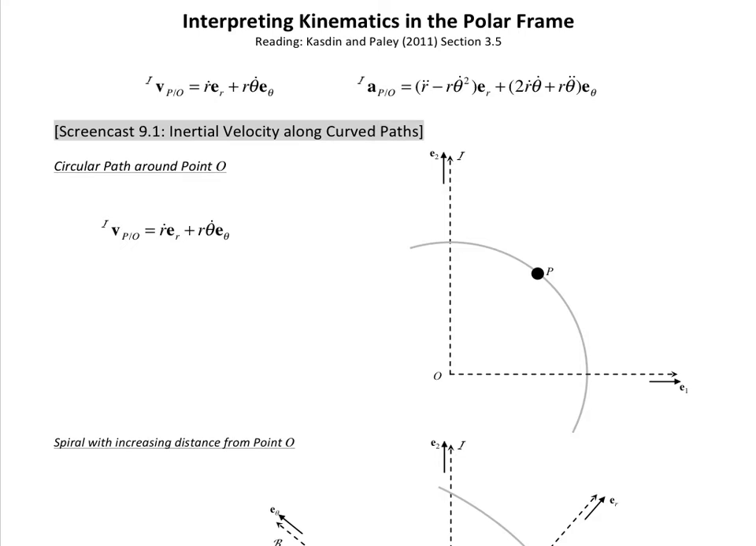Now, I understand that the r's and the theta dots and this kind of strange basis that we're working in is a little bit intimidating, particularly when we get to the acceleration. But we're going to walk step by step so that we understand each of the terms and that we interpret each of the terms so that they have physical meaning. So let's look first at a case study of a circular path around point O.